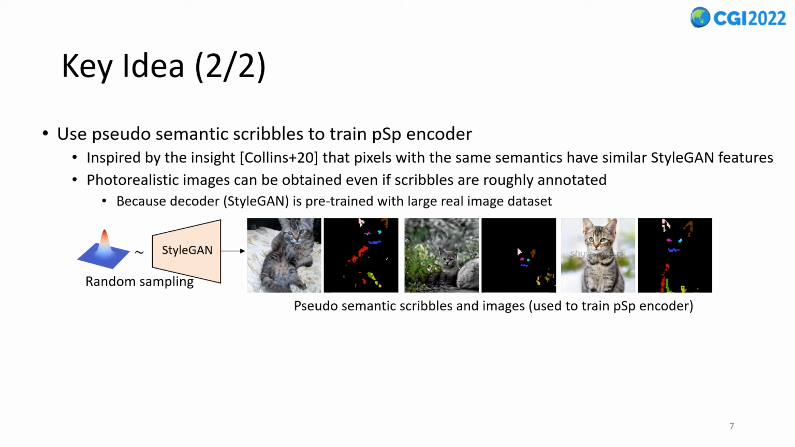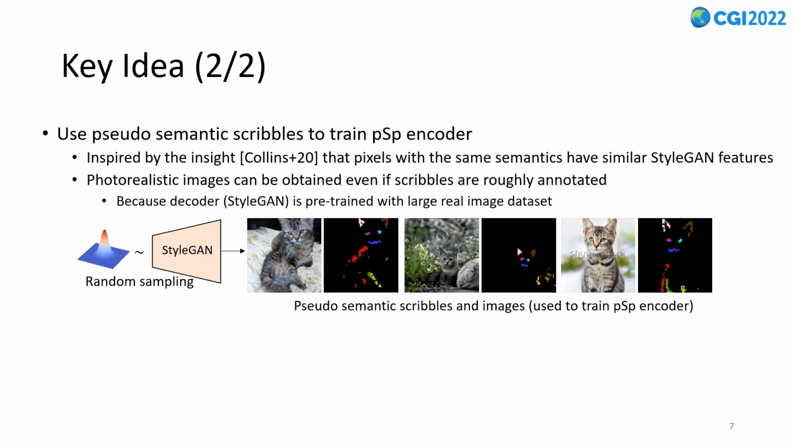To solve this problem, we use pseudo-semantic scribbles to train the pSp encoder. From randomly sampled latent codes, we can generate plausible semantic scribbles for StyleGAN images, even if only a single training pair is available. This is done by using intermediate feature maps and inspired by Collins et al.'s insight that pixels with the same semantics have similar StyleGAN features.